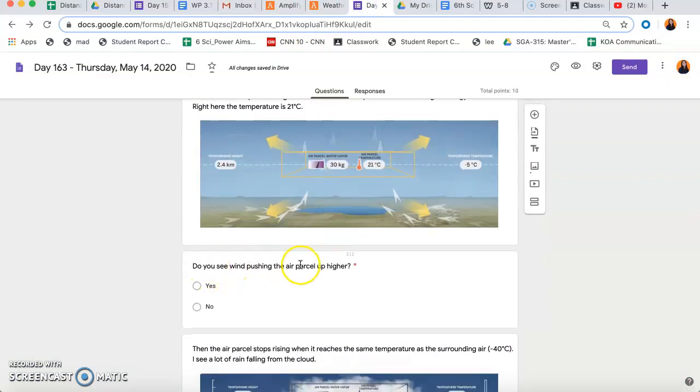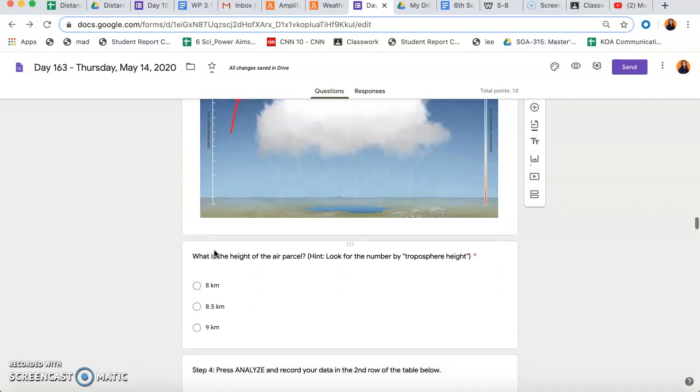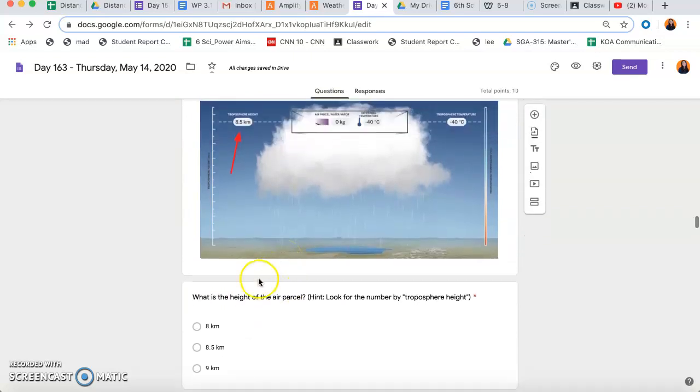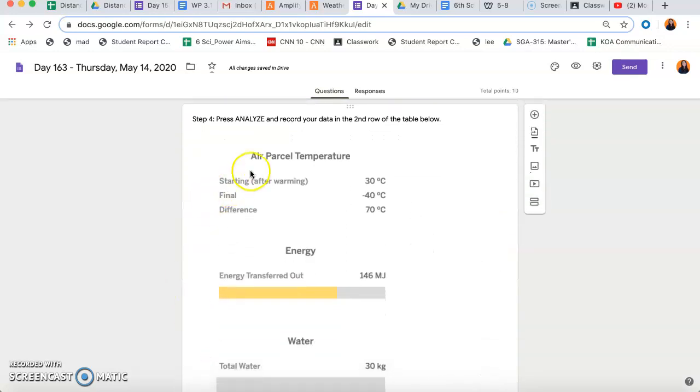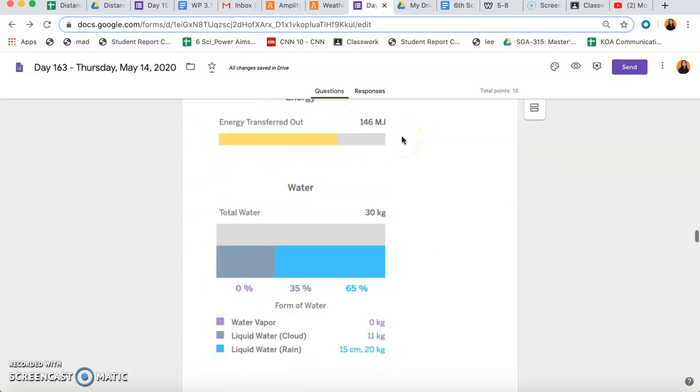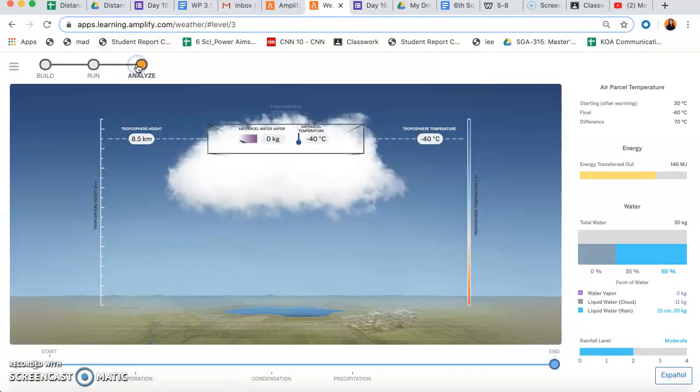So did we see wind pushing the air parcel up higher? Yes, we did. What is the height of the air parcel? It's 8.5. Step 4, press Analyze and record your data in the second row of the table below. I'm going to hit Analyze.